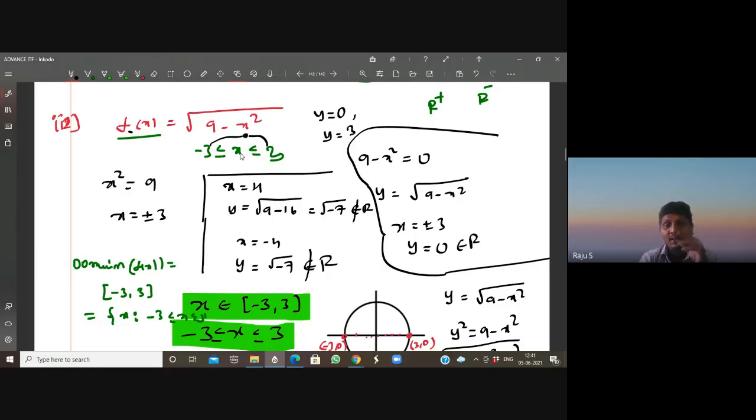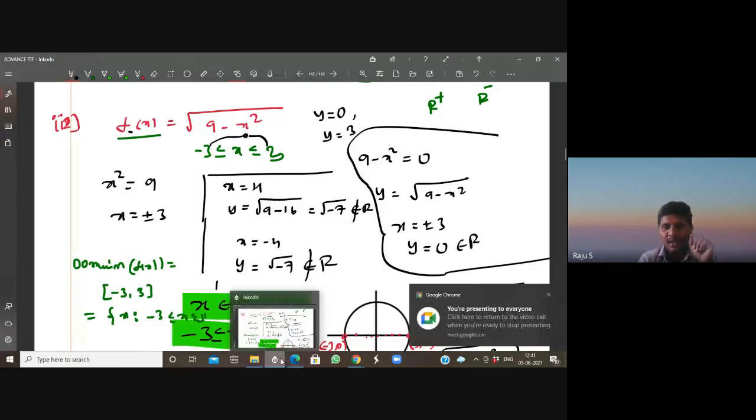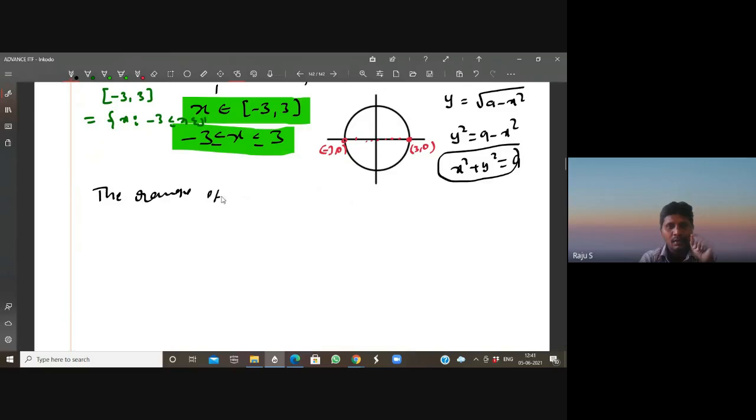From minus 3, these are all the x values you can give. Then what is the maximum value and minimum value? That you need to find. Whenever you want to find the range, we require the maximum and minimum. So finally here, the range of f of x is equal to 0 to 3, or y such that 0 lesser than or equal to y lesser than or equal to 3.